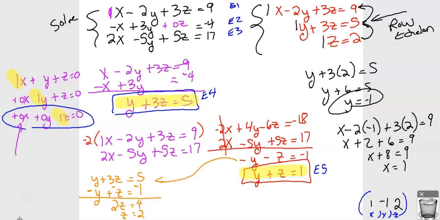Try to eventually get to the ordered pair. And then you can always check your answer by plugging x, y, and z back into the original problems to see if it equals 9, to see if it equals negative 4, to see if it equals 17. That's 9.3, solving a system of multivariable equations.